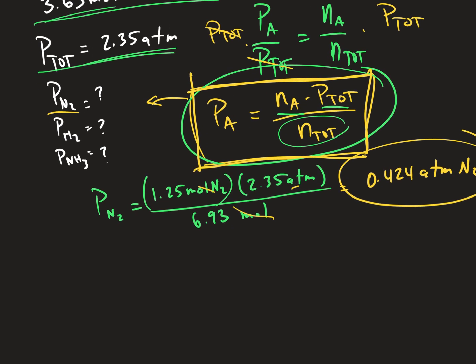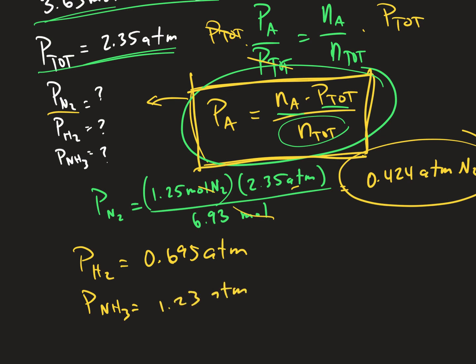All right, so did we get our answers yet? Partial pressure of hydrogen gas should be 0.695 ATM. And the partial pressure of ammonia, NH3, is 1.23 ATM. Are we good?